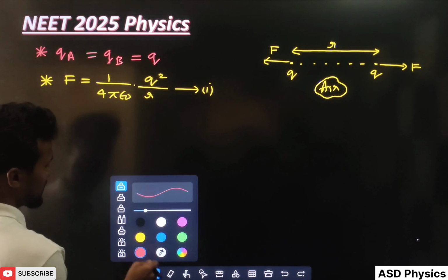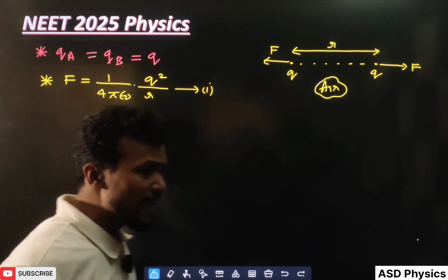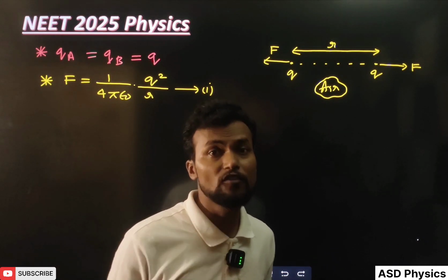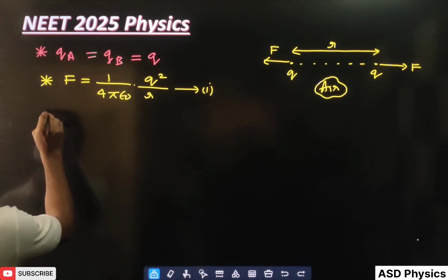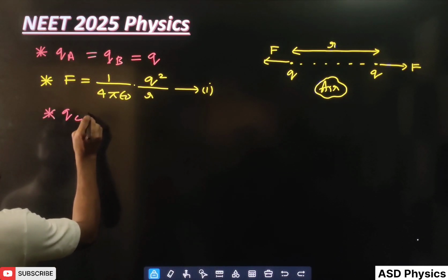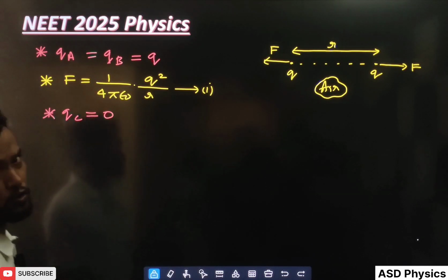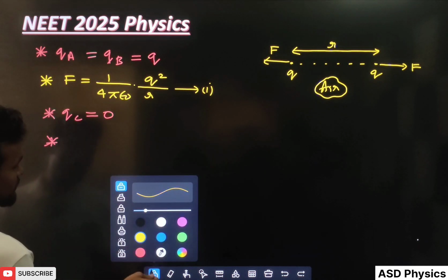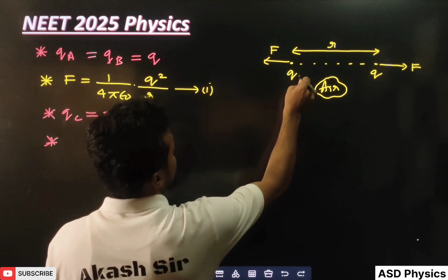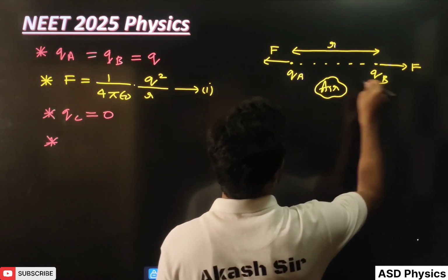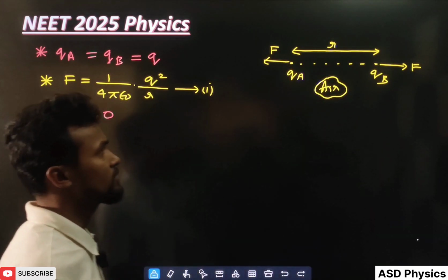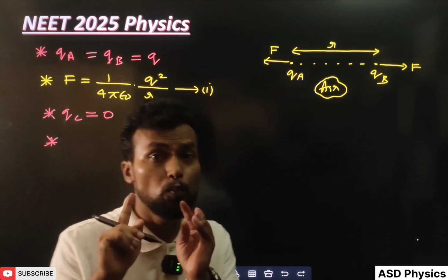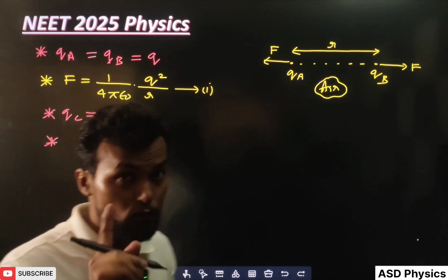Now what is happening is that here we have another identical kind of body C. Okay, and initially the charge on C is 0. Okay, so what will happen here when this C comes in contact with A? As both are point charges, the charge will be distributed equally.